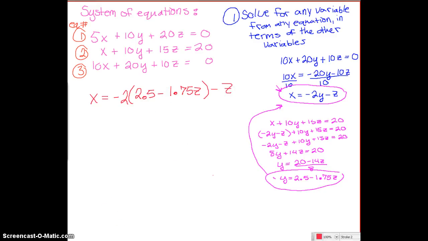Like I said before, it's really important to keep the parentheses. That way we can go ahead and distribute the negative in front. So we have x is equal to negative 2 times 2.5, which is going to be negative 5. And then we have this negative out in front of the 2, and we have a negative in here. That's going to give us a positive 3.5z minus z. So what we're actually going to have is x is equal to negative 5 plus 2.5z.